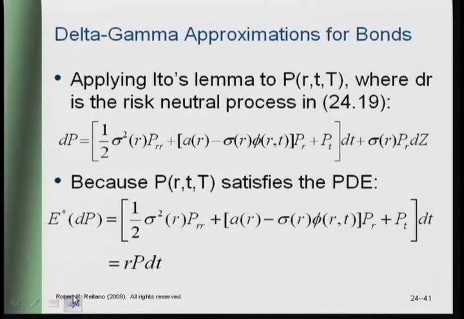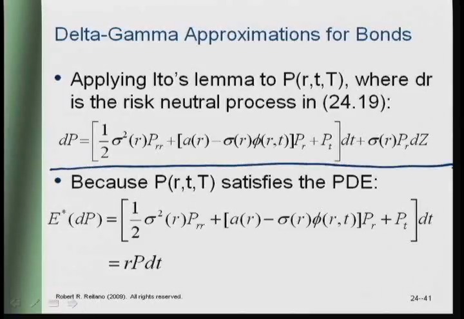The final comment in this module has to do with delta gamma approximation for bonds. We looked at that in the market maker section. We looked in detail about how to do delta gamma type approximations for stocks and derivatives on stocks. We'll look at that more carefully here. So we have this stochastic process for the price of any derivative security on R, like a zero coupon bond.